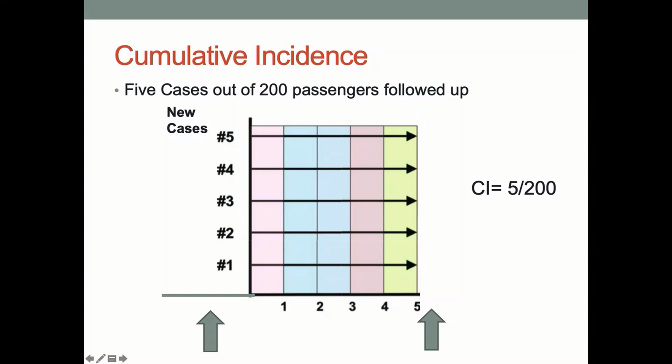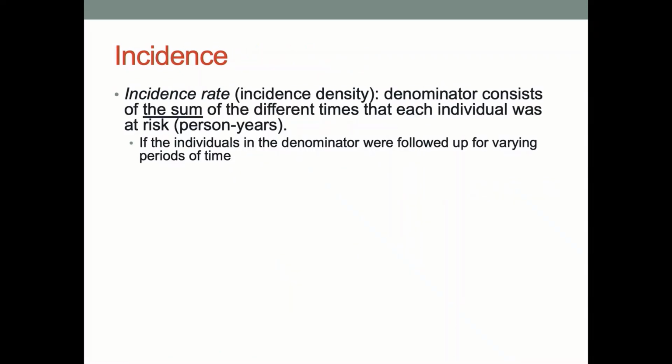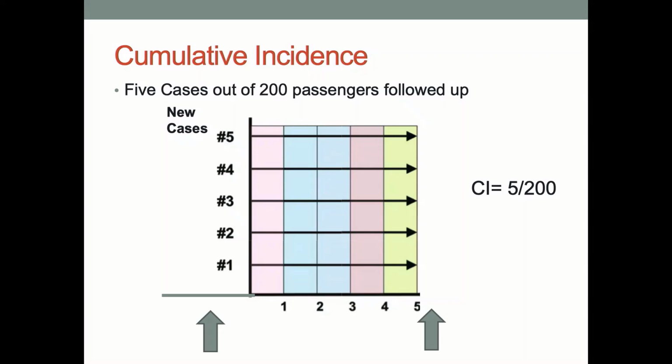So if I want to go back and describe this to you as a case, we can give the example of an airplane that has people who were all at risk, and then how many of those got the disease. So we didn't lose anybody. They were all followed up for the full time. So in this case, the cumulative incidence is different from the incidence rate.